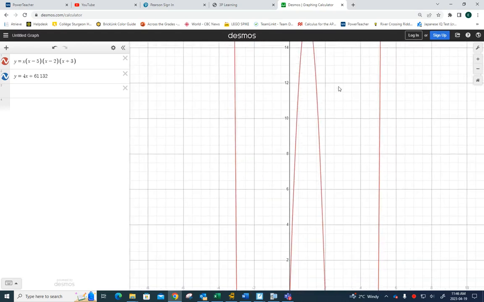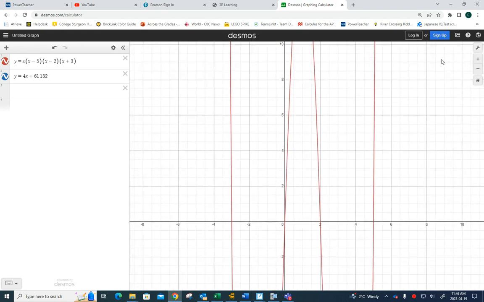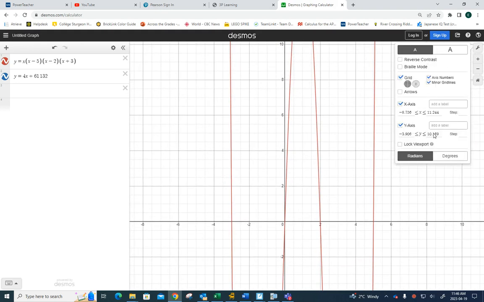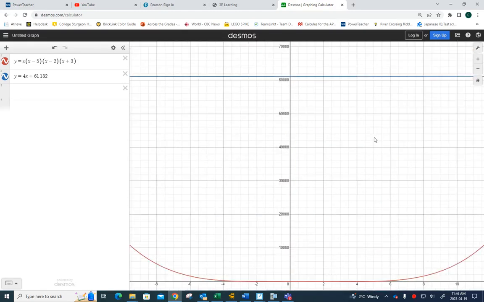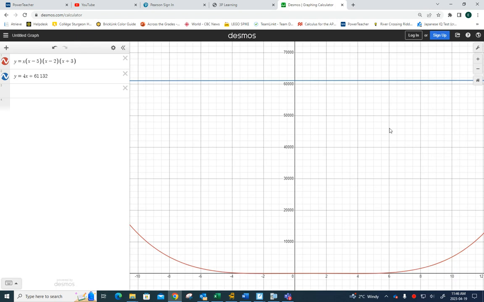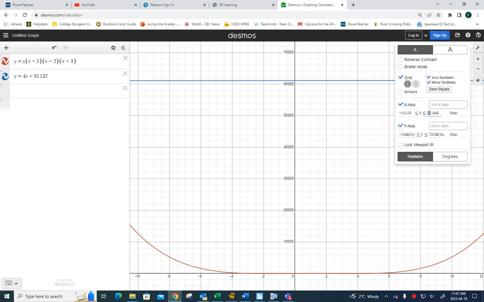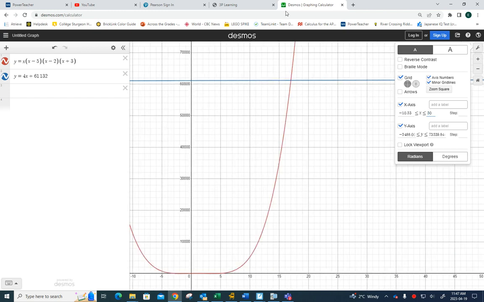So instead, because I have that little bit of knowledge, I'm going to go to my tool, and I'm going to go to the y maximum, and I'm going to say, well, I need to go to 61,132. Maybe I go to 70,000. Perfect. And now I've got the blue line, but I'm not seeing enough of my red graph, so I'm going to change the x maximum. There, I changed it to 50.